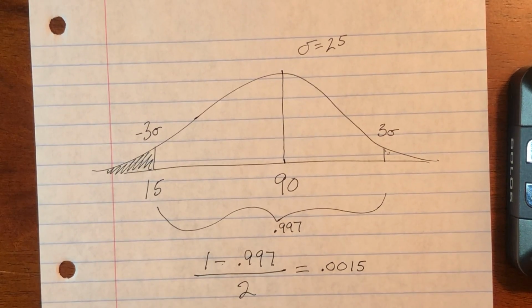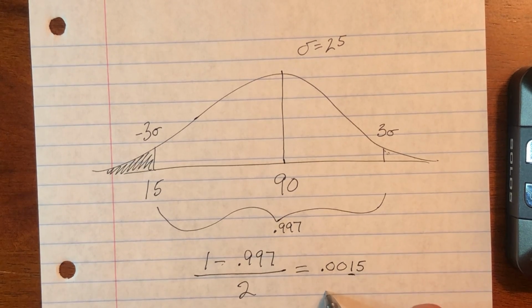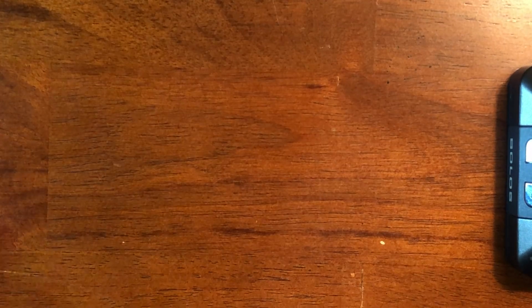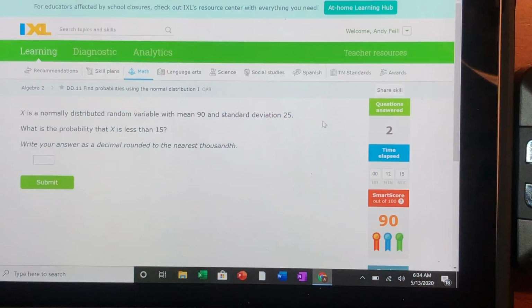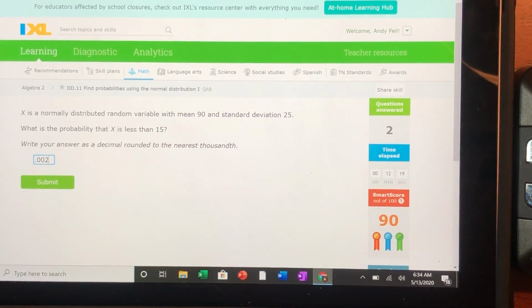0.0015. Now, since on the IXL they want us to round to the nearest thousandth, we need to type in 0.002, otherwise it's going to think we got it wrong. So they're asking us to type it into the nearest thousandth. So let's try that. 0.002, and we got it.